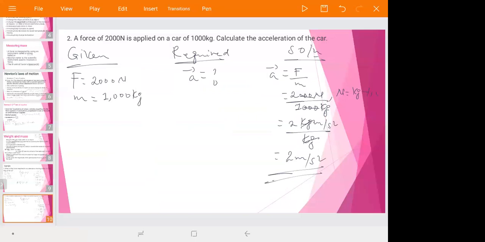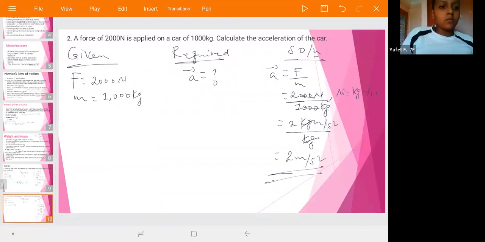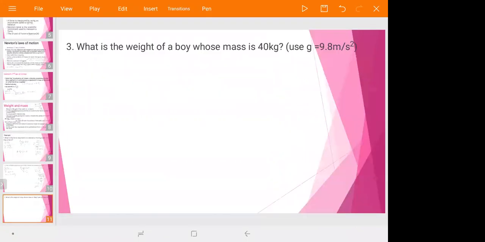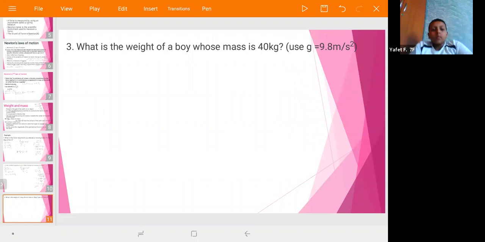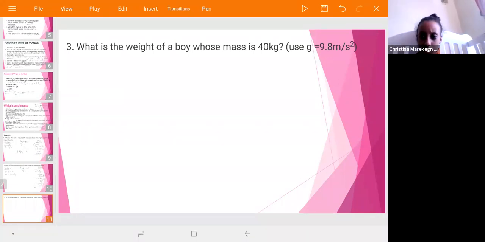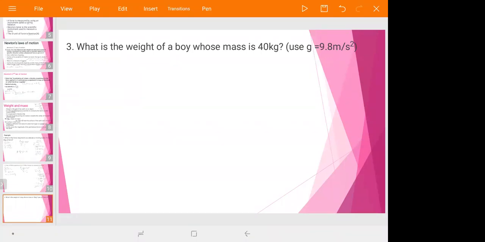Okay. Let us add 1 question or 2 questions for you. Look at this one, question number 3. What is the weight of a boy whose mass is 40 kilogram? Use 9.8 meter per second square gravitational acceleration. What's the weight of this boy? Calculate this.